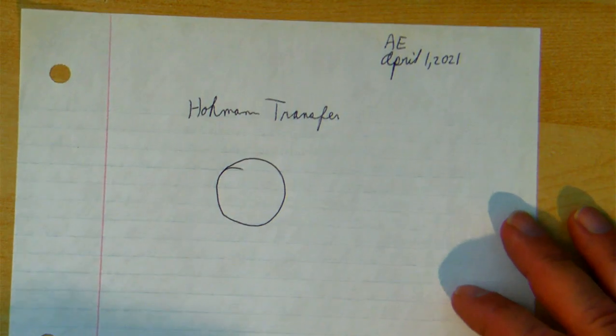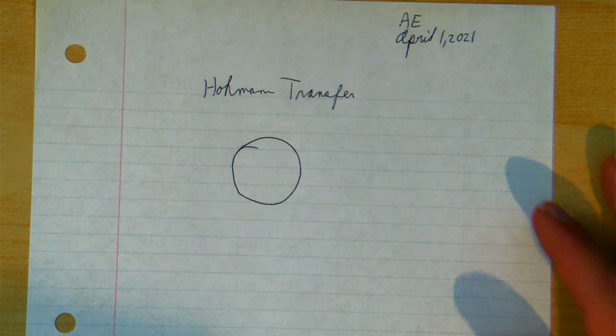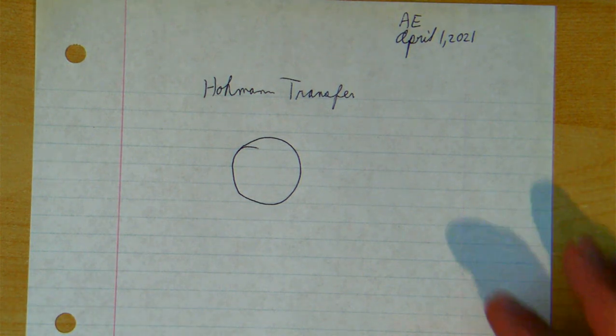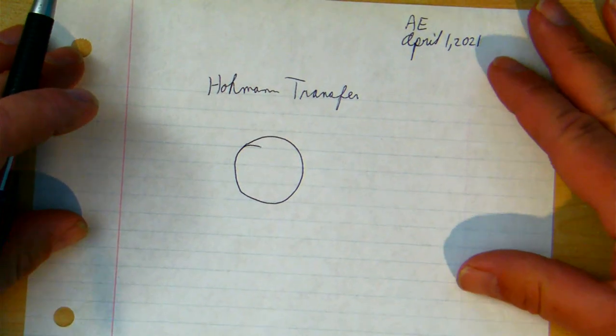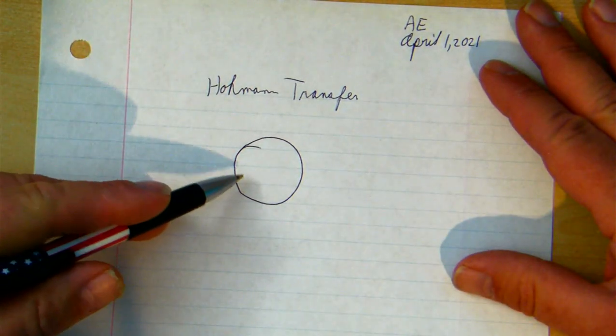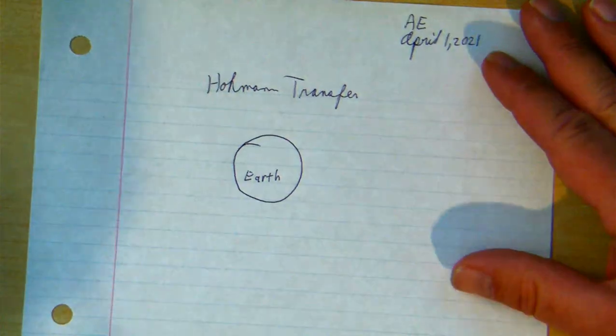All right, this is Thursday, April 1st, 2021, Aerospace Engineering. Mr. Turek, trying to teach students today how to do a Hohmann transfer, a basic orbital mechanics skill as far as I'm concerned. So we have a central body, could be the Earth. Let's use the Earth as a fine example for right now.